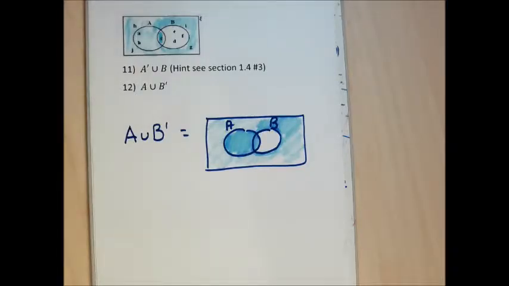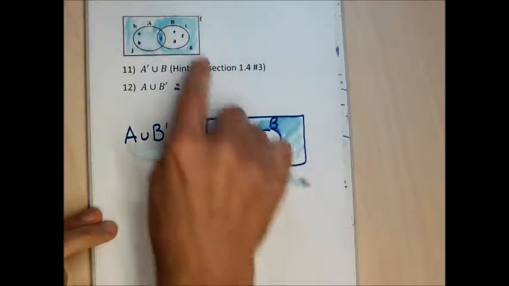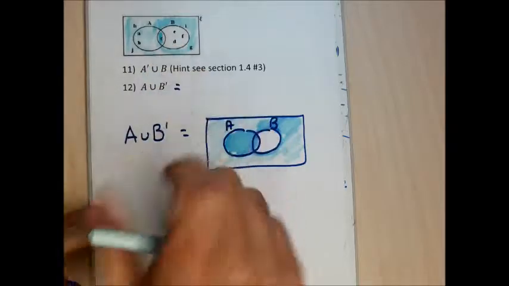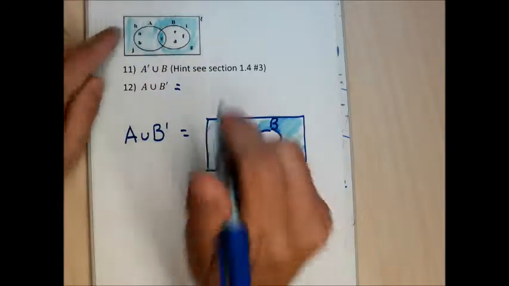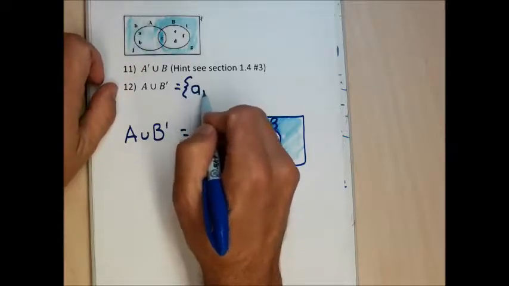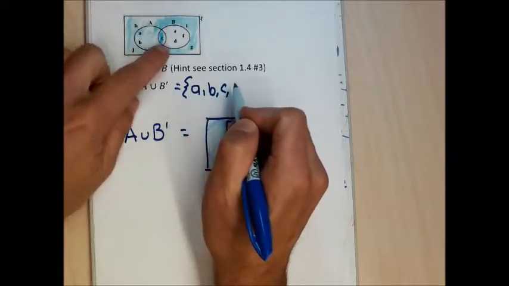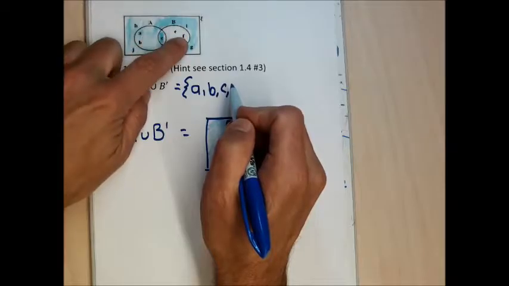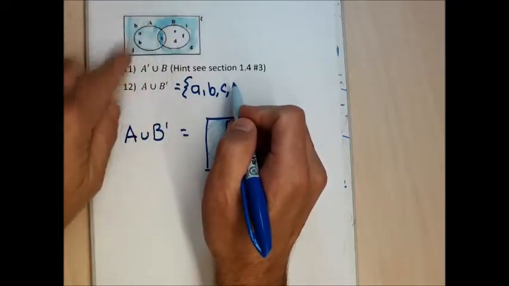Write down the elements that were shaded to get my answer. And for number 12, the only thing that's not included is C, D, and F here. Let me try to go alphabetically. I see an A, a B, a C, so I'm going to include A, B, C. I'm not going to include D, E, and F. I am going to include G, H, I, and J.